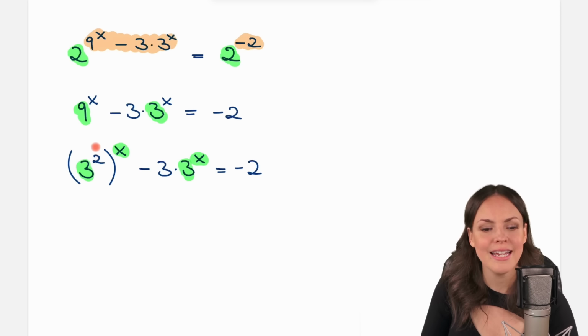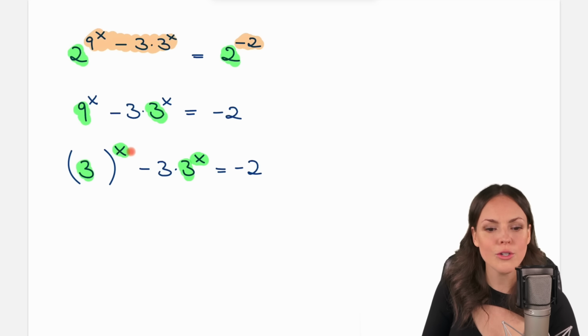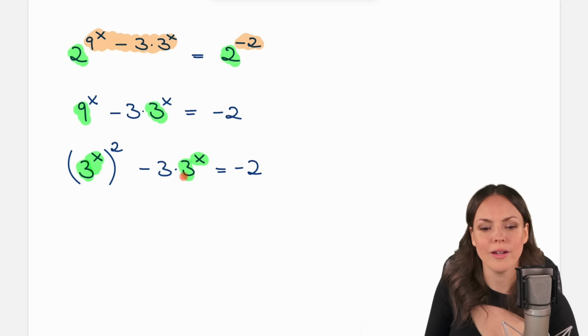So let's do that. Instead of raising it to the power of 2 first and then to the power of x, we first raise it to the power of x and then to the power of 2. So now we have 3 to the power of x here and 3 to the power of x here as well. We still have the negative 2 on the other side. Maybe we bring it to the left side as well.